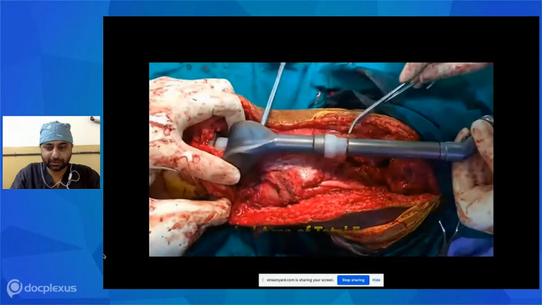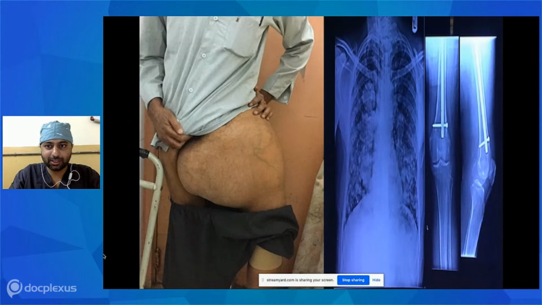Again, a second case, a gentleman with a lesion in the femur. Again, it was misdiagnosed as a benign tumor, and a nail was put for that patient. And this patient presented to us with this big swelling. So we were not able to salvage this patient. He had presented with multiple lung mets. So he was treated with palliative treatment. So we couldn't save this patient.